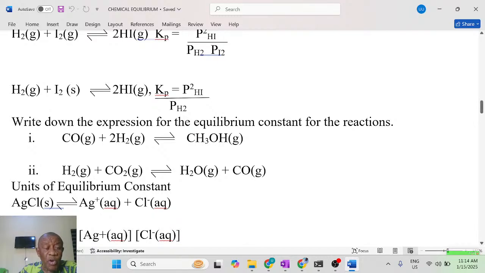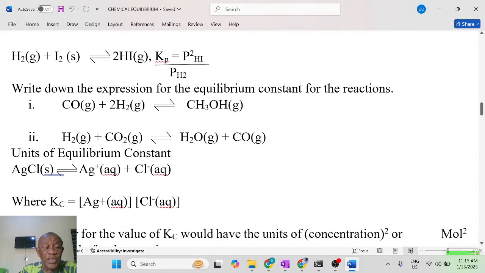So if we have, for example, CO + 2H2 to give us CH3OH, and then H2 + CO2 equals H2O + CO. Then we look at units of equilibrium constant.